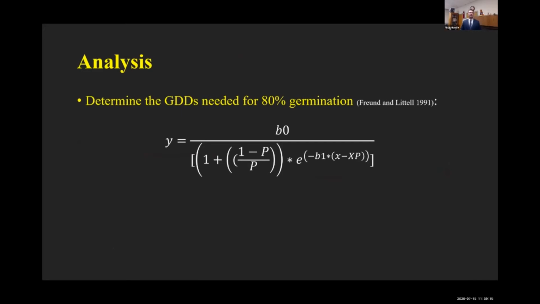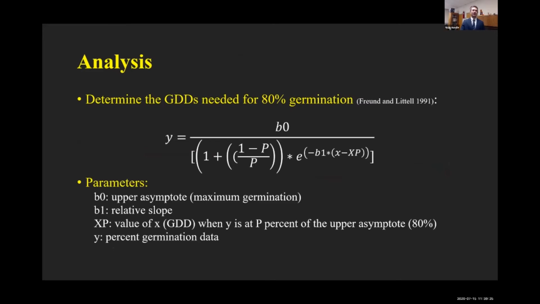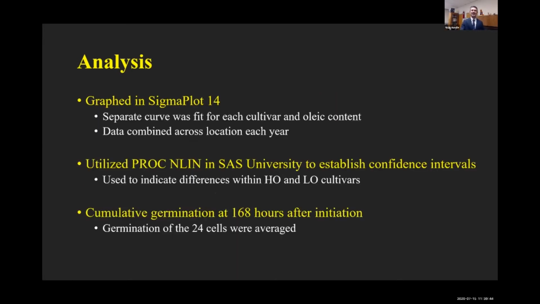For our analysis, we wanted to determine the GDDs needed for 80% germination, so we used the nonlinear model below to establish the parameter estimates, where B0 is the upper asymptote, B1 is the relative slope, XP is a value of X, or the number of GDDs, when Y is at P% of the upper asymptote, and again we used 80% for this study, and Y is the percent germination data.